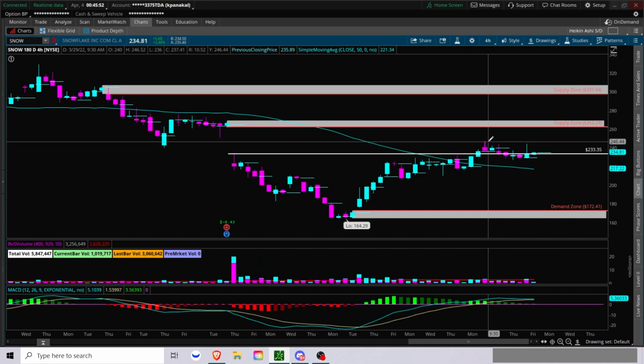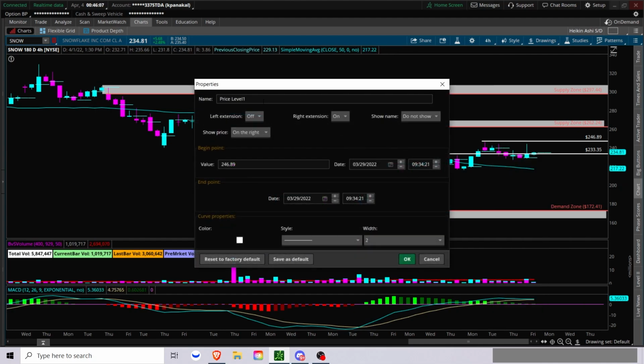And if we break above, it's the high of this candle. The high is 246.52. So if we break above 246.89, it's a safe entry into calls, with obviously with confirmation. You know, don't just blindly enter.